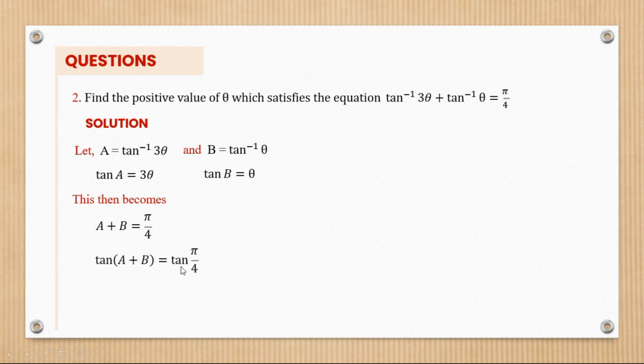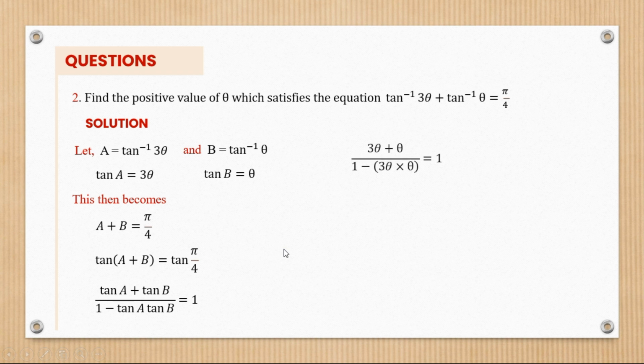And then, as you can see, we can actually introduce tan on both sides, to solve this more easily. So I'll have tan of A plus B and tan of pi over 4. On the left hand side, this becomes tan A plus tan B over 1 minus tan A tan B. And on the right hand side, we know that tan pi over 4 is 1, because it's the same as tan of 45 degrees, which is equal to 1.